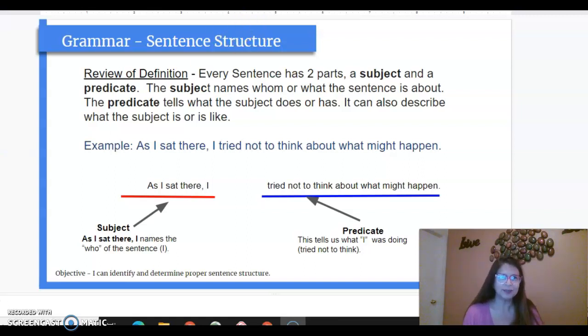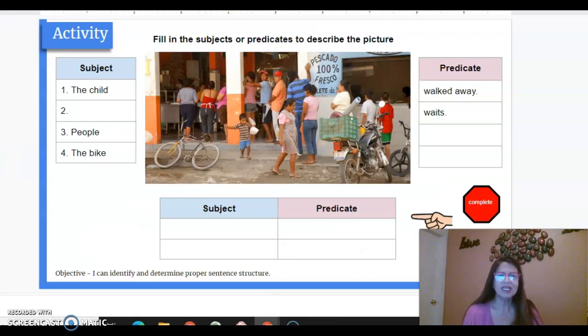Okay, so I think we're ready to do some more on our own. Let's try it a different way. Let's look at this picture. This is a scene of a village in Mexico. We're going to fill in the subjects or predicates to describe this picture. Look at the picture carefully. Look at it with me.